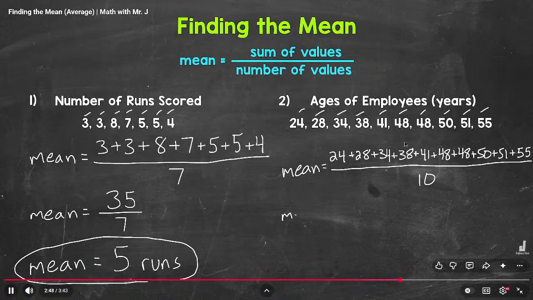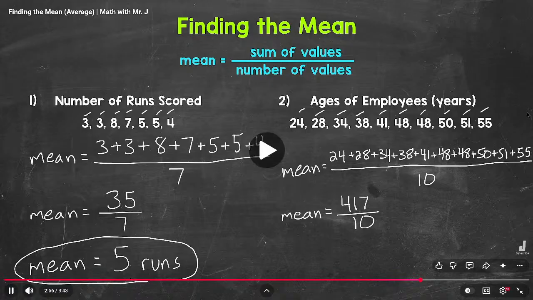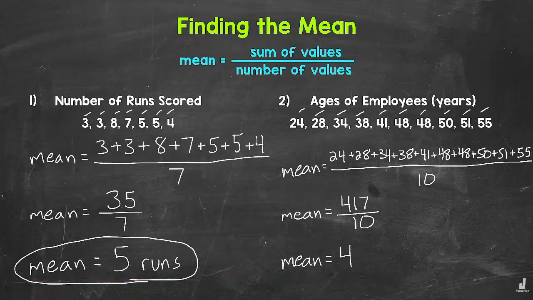Now the sum of those ages is 417. So we have 417 divided by 10. Also, this one is a larger problem, so make sure you are adding the numbers properly, because you might miss one. 417 divided by 10 gives us a mean of 41 and 7/10.